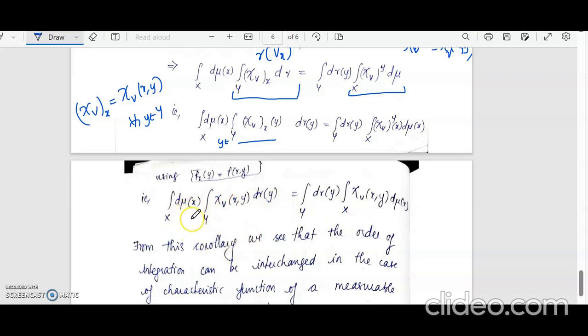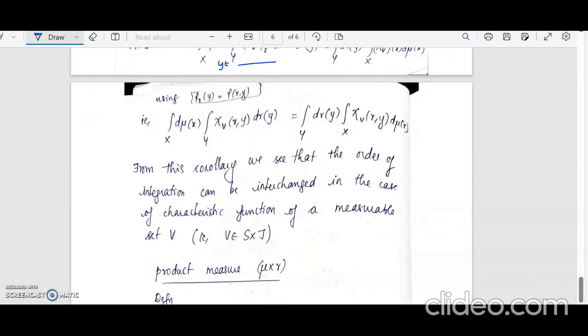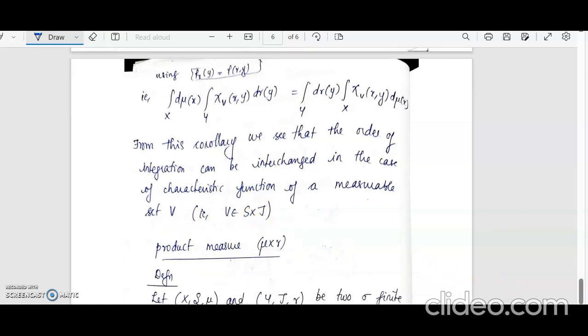So here the first integral is with respect to y, then with respect to x, and here you have x first, and here with respect to y. Therefore we can see that the order of integration can be interchanged in the case of a characteristic function.